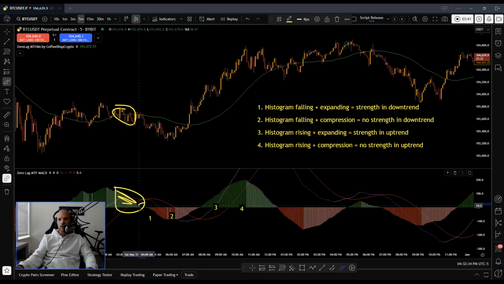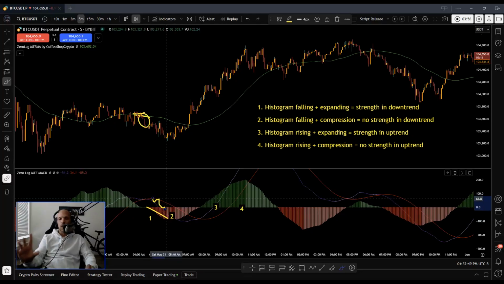You don't have to wait for the crossover, okay? So once you get there and price is closing below, right, and the moving average is sloped down, you are getting an expansion of your histogram. The space between these two is getting wider. So you have a strength in your downtrend.